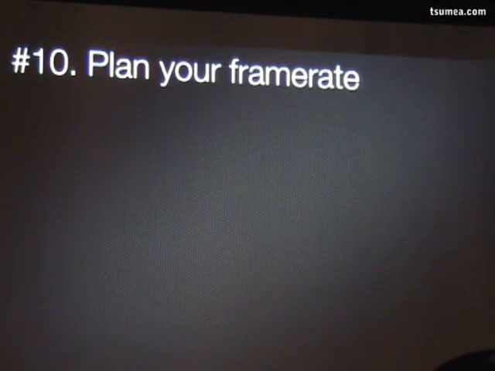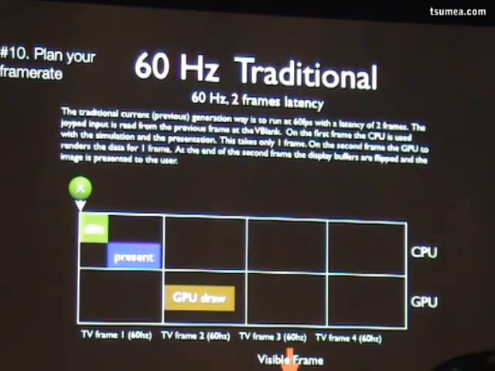Framerate's another huge one. Different games need different things. Some games are 60 hertz, some are 30. It's your call, but have a plan for it. Don't say, well, we're going to shoot for 60, and if we don't make it, we'll go 30. Because that just doesn't work. So here's 60 hertz traditional scheme. You got an input, you simulate, you draw. This is pretty standard. You got a 2-frame latency.